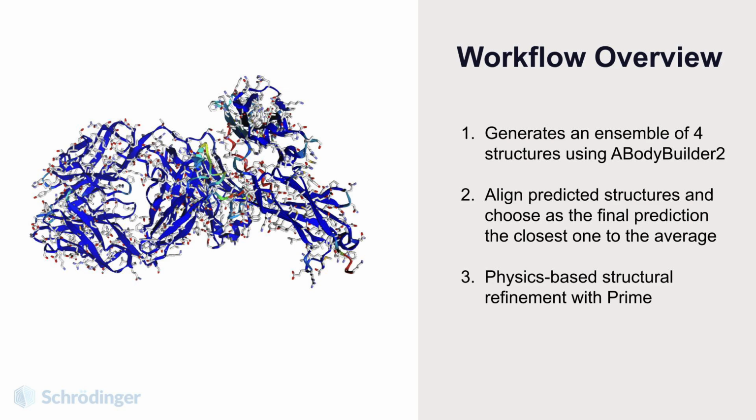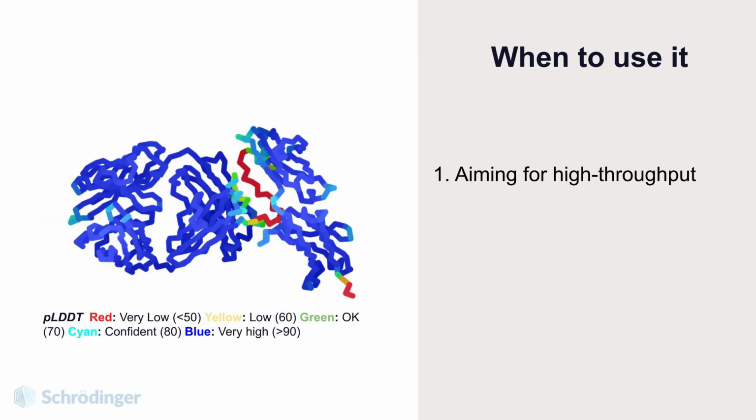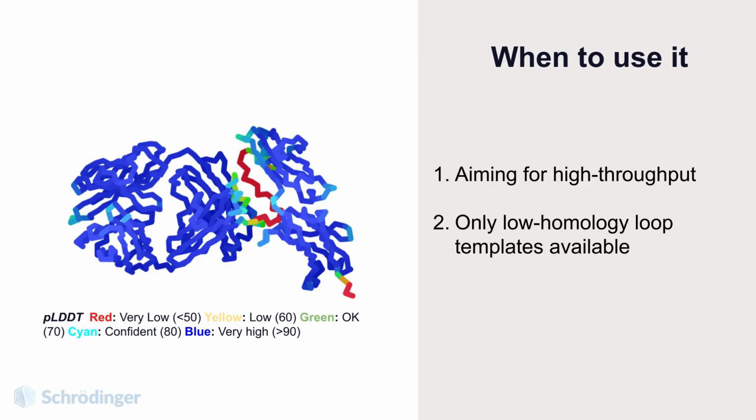While most ML models are evaluated based on C-alpha RMSD, for downstream modeling tasks, the proper placement of the side chains is essential. This machine learning-based workflow can be run at a much higher throughput than the template-based method and is recommended whenever you are looking to predict the structure for a larger library of sequences. It can also be a good alternative for when you can find only low homology loop templates.